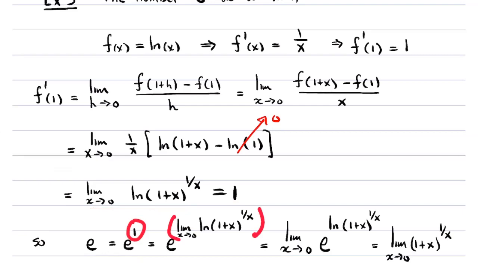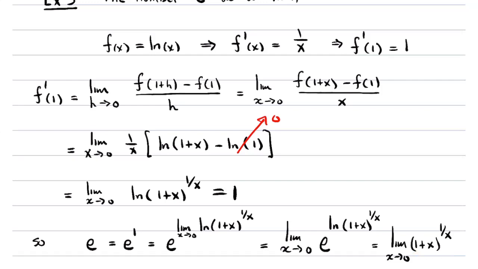But e to the x is a continuous function. So if you're taking e to a limit, you can switch the limit and e. Remember, continuous functions and limits can be interchanged. So instead of taking the limit first and then raising it to e, I can raise that expression to e first and then take the limit. And the reason that's nice is that over here, I've got an e to the log of something. Well, e and log are inverses of each other, so I just get the something.